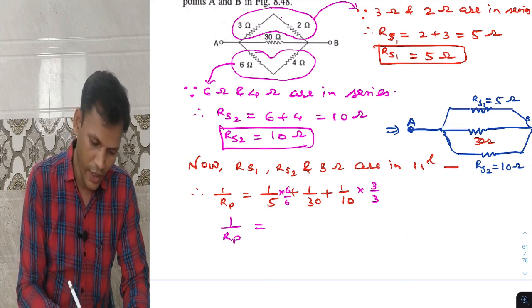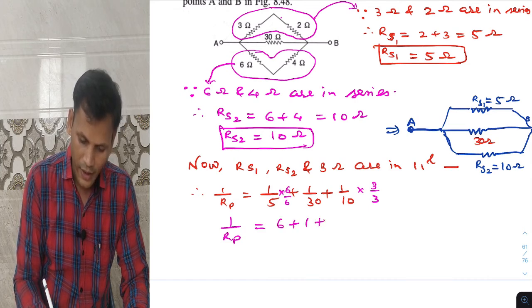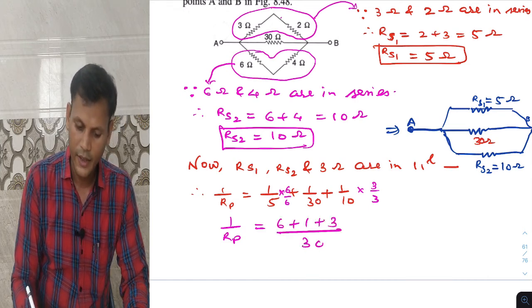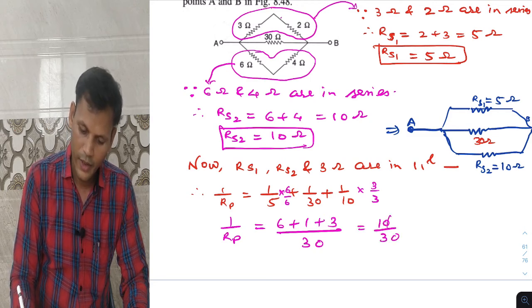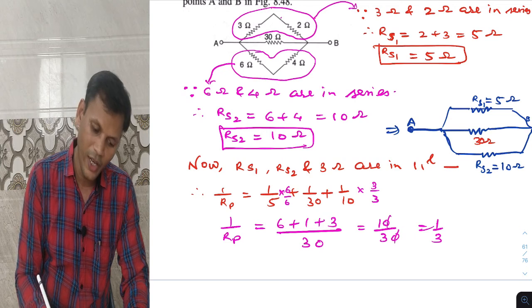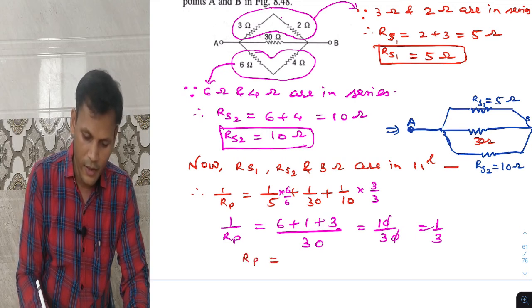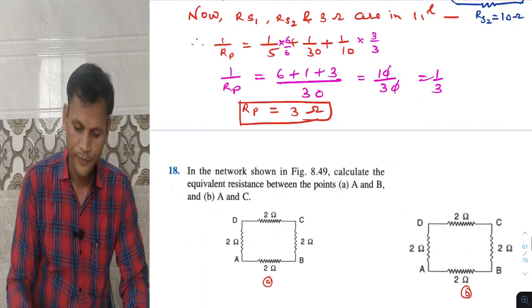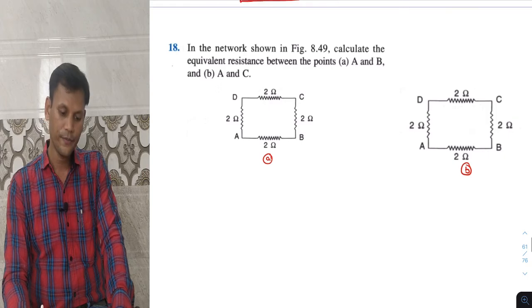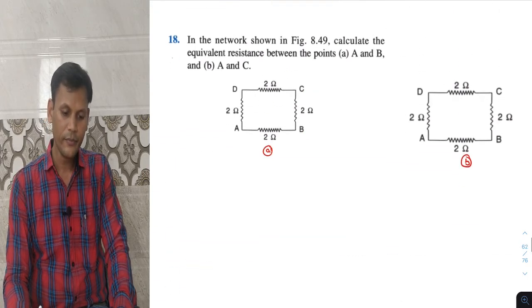It will be 1 upon Rp equals 6 plus 1 plus 3 upon the denominator 30. So it is 10 by 30, that is 1 by 3. It is the value of 1 upon Rp. So Rp becomes 3 ohm. One last sum we will do.